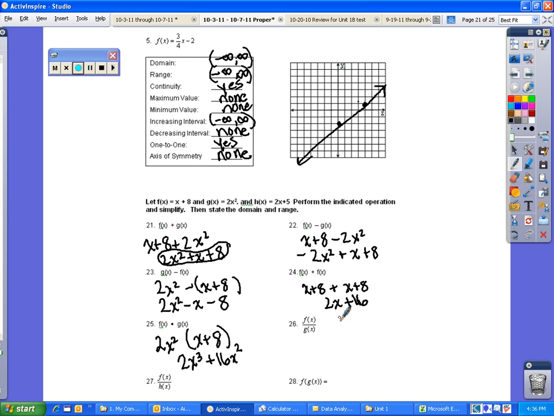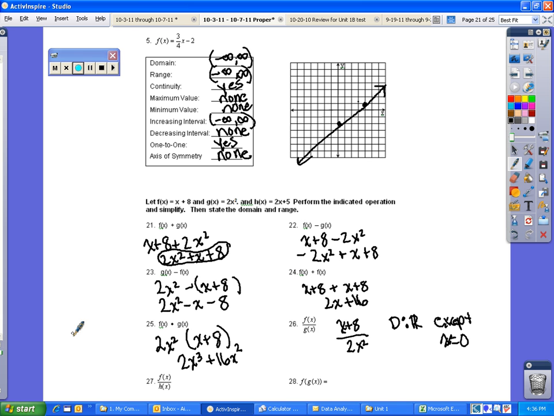f of x divided by g of x is going to be x plus 8 divided by 2x squared. So then you're going to have to think about the domain for this as well, which is all real numbers except when the bottom is equal to 0. So when is this bottom going to equal 0? What value of x? If I put the value of x equal to 0 in here, then that will give me the bottom 0, which I don't want. So it's going to be all real numbers except x equals 0.